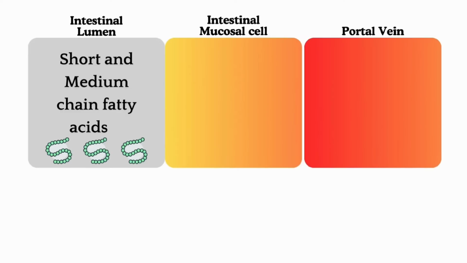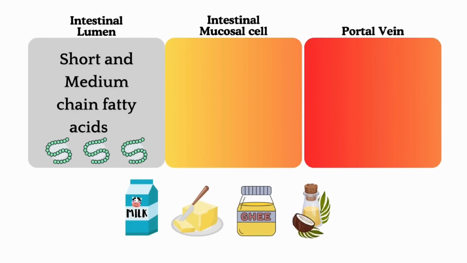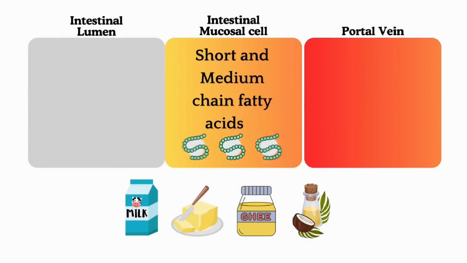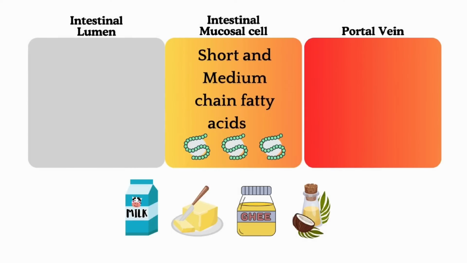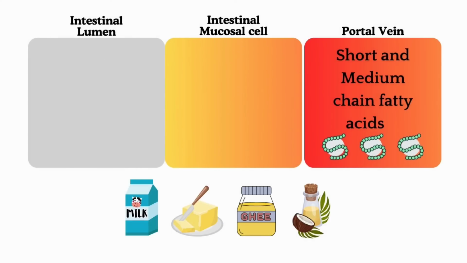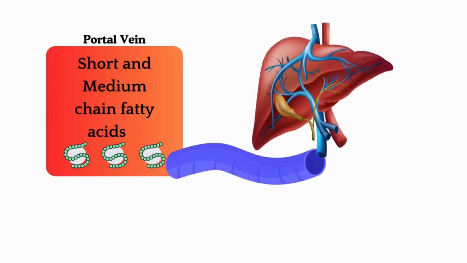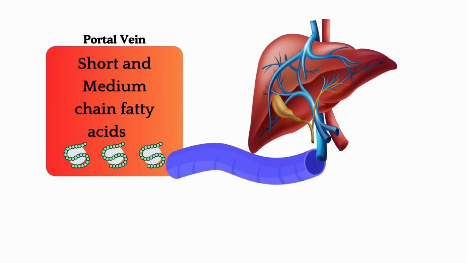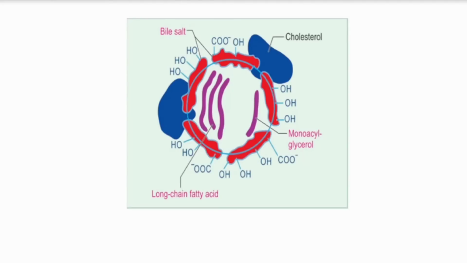Now we will see absorption of lipids. Short and medium chain fatty acids are present in milk, butter, ghee, and coconut oil. Coconut oil mainly has medium chain fatty acids. They are directly absorbed from the intestine to the portal vein, and from the portal vein they are taken to the liver and are immediately utilized for energy. Now we'll see the Bergstrom theory of lipid transport.